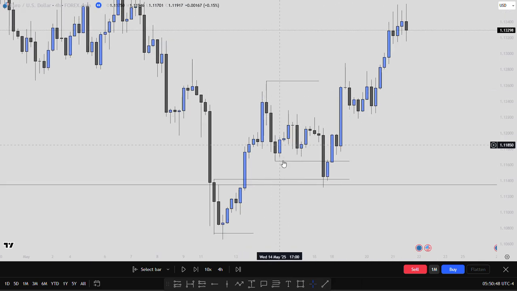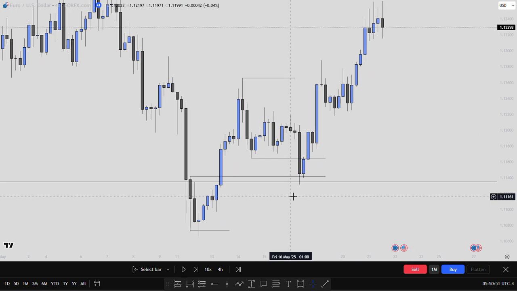Do you know how to identify correct ranges?